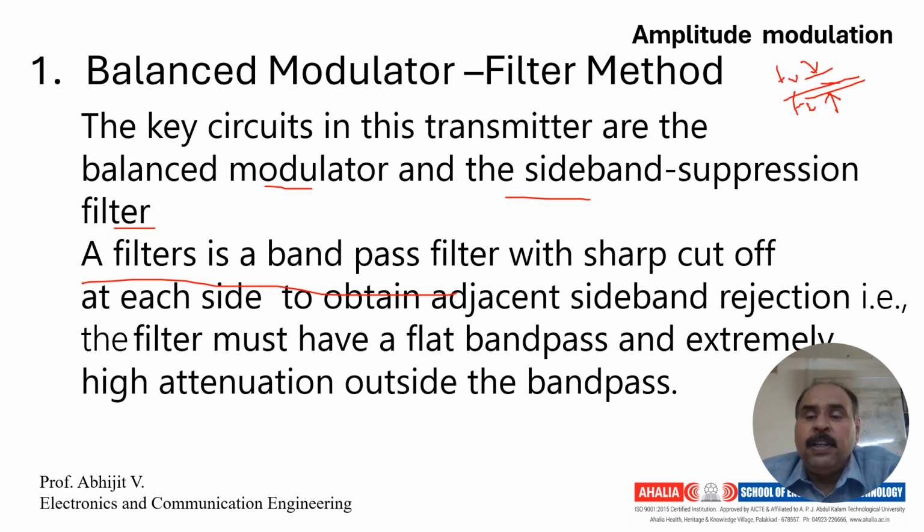A band pass filter allows only the frequency components which are between the upper and the lower cutoff frequency limits, and we need a very sharp sideband rejection, so that we have a high attenuation outside the band pass. That is, any signal outside the frequency range between the lower and upper limits should not be allowed to pass through this filter.